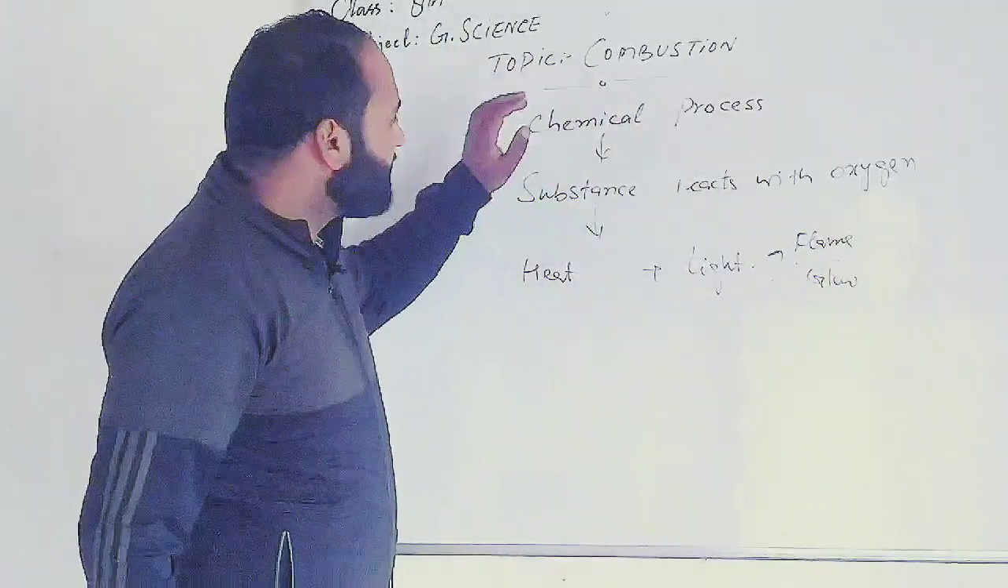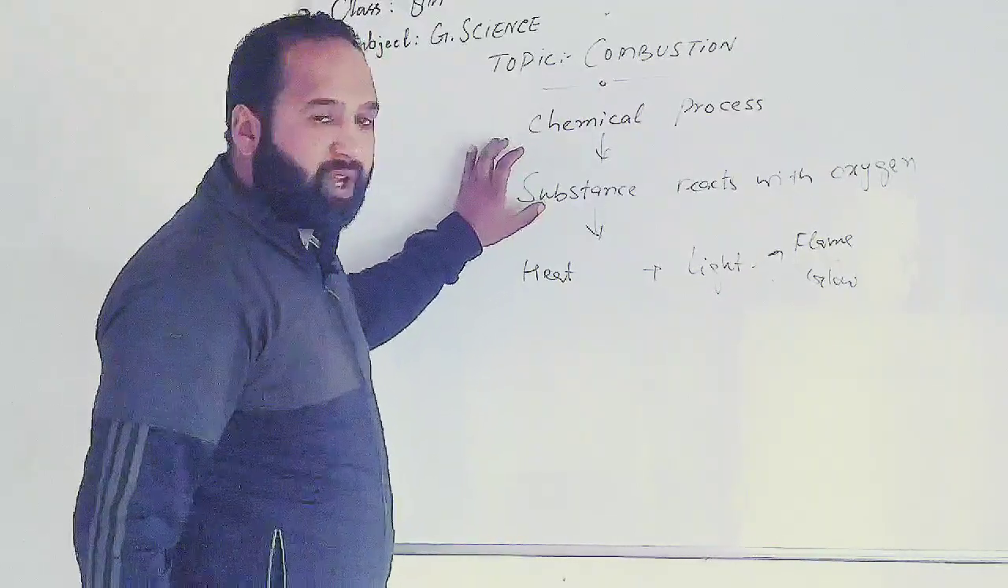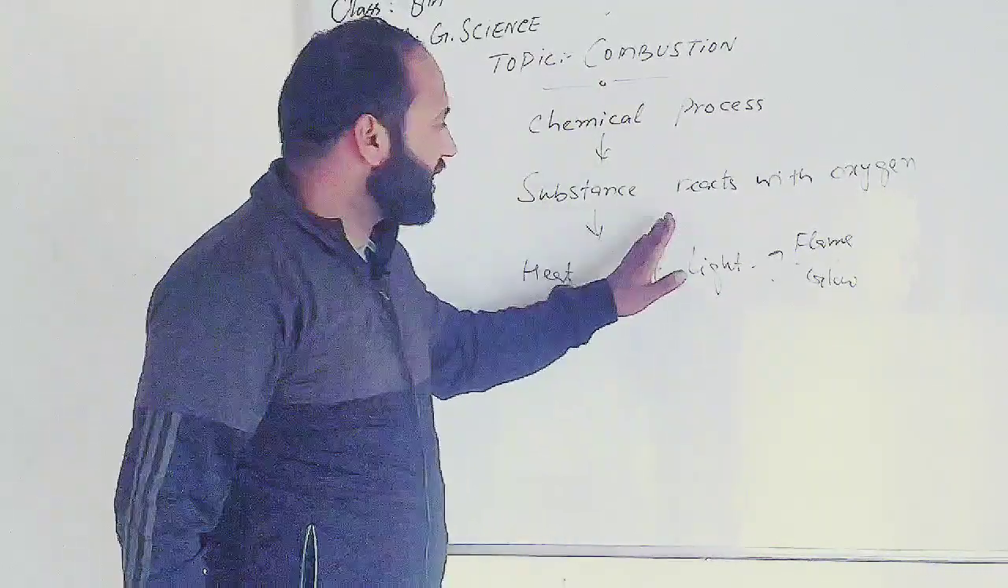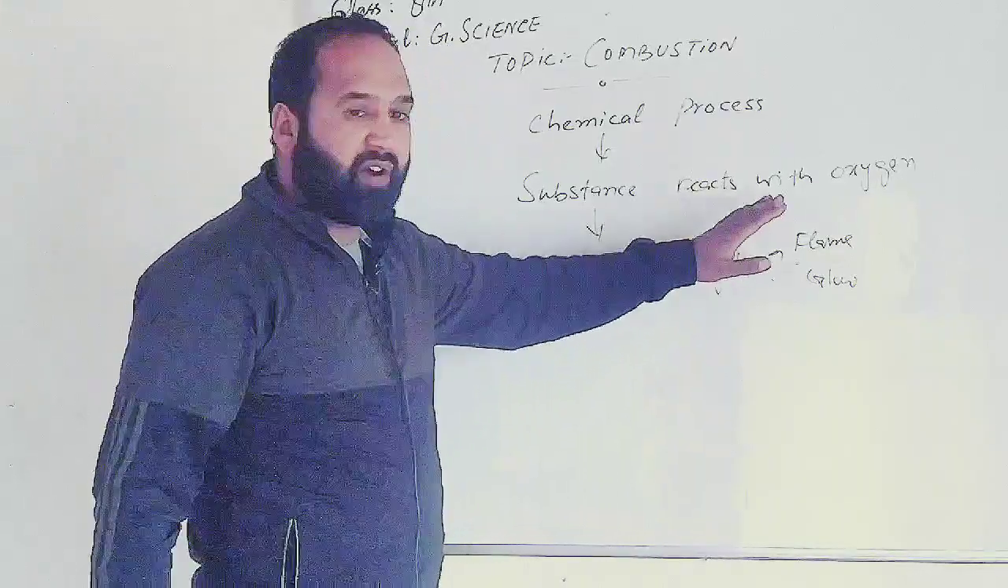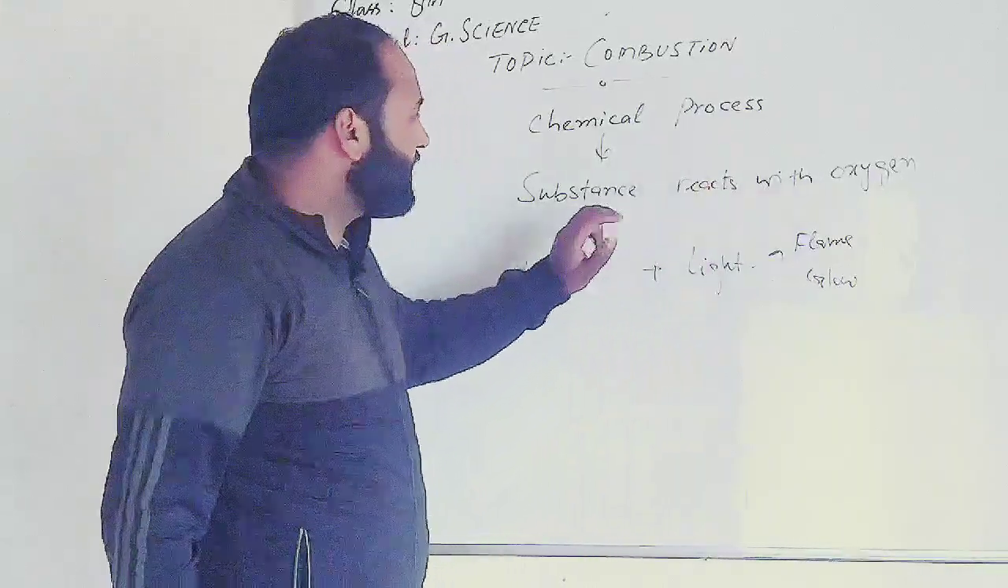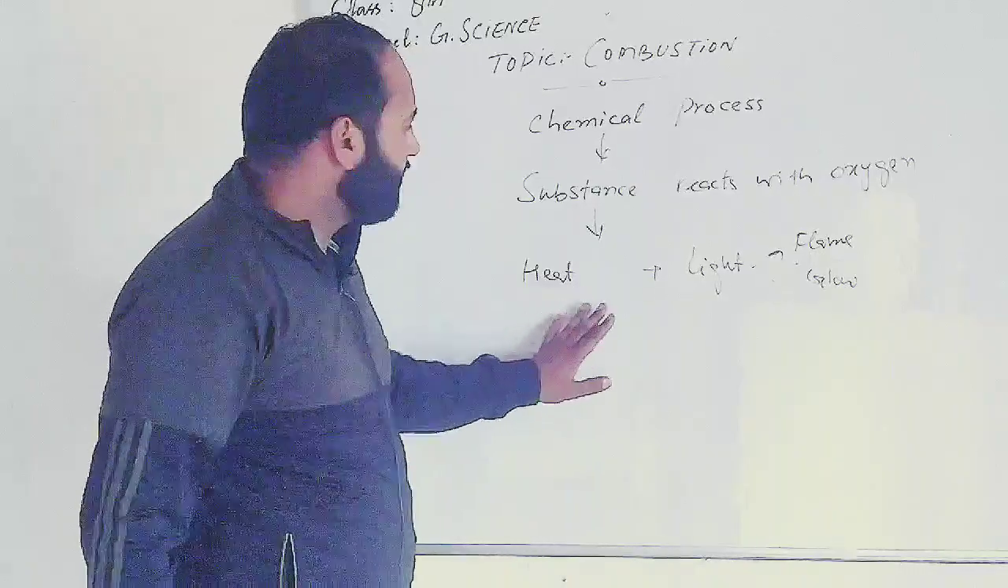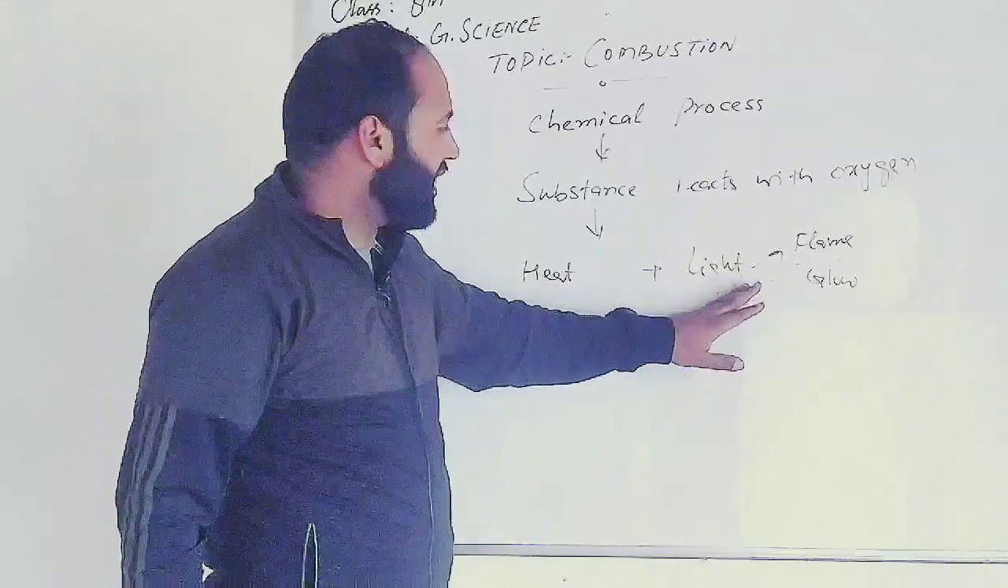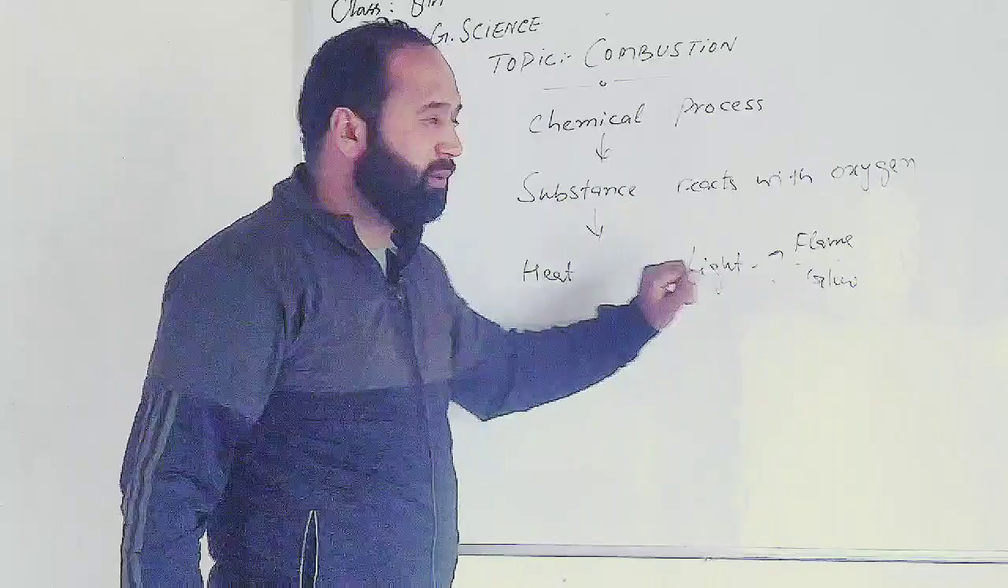So the term combustion means it's a chemical process in which a substance reacts with oxygen present in the air and produces heat and light. Light will be produced in the form of flame or glow.